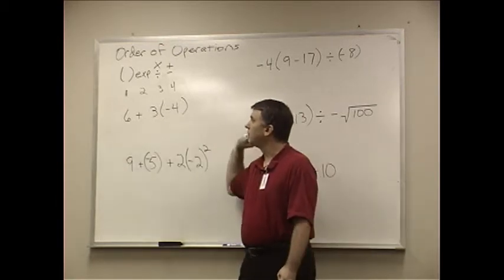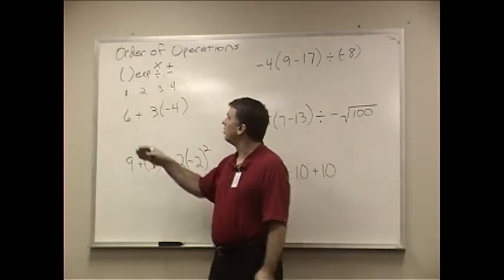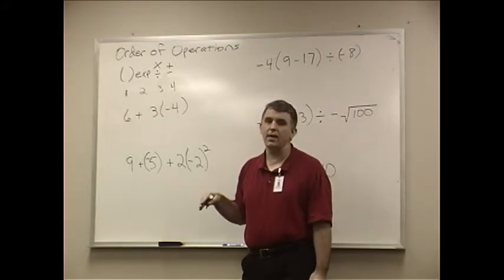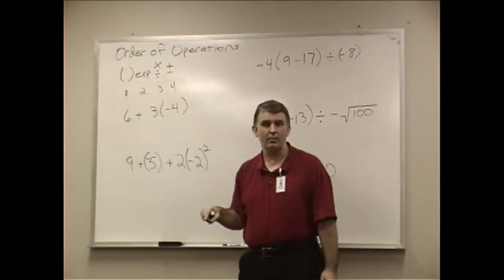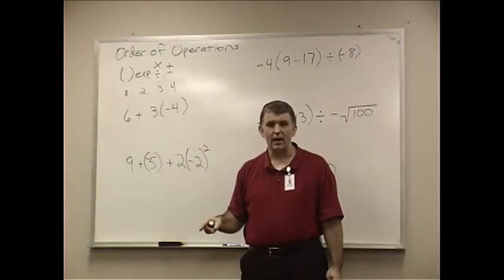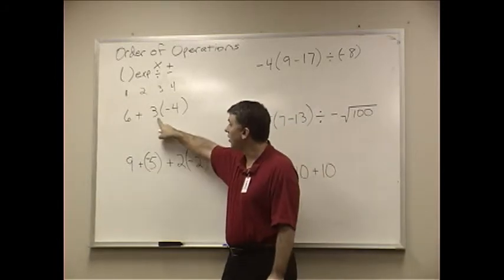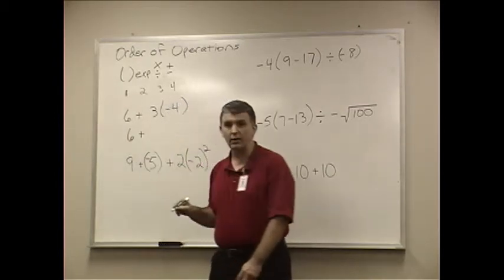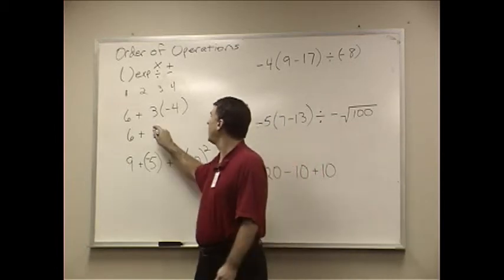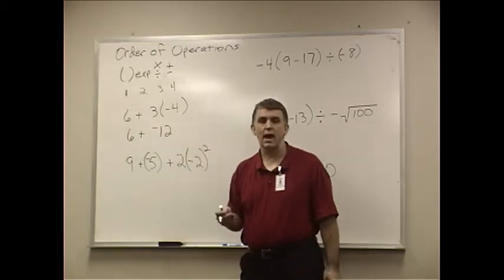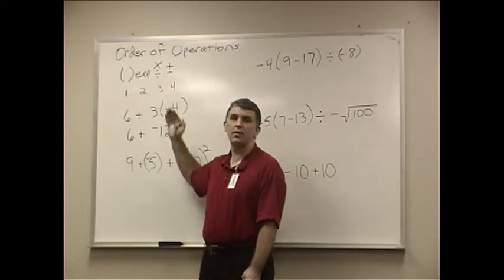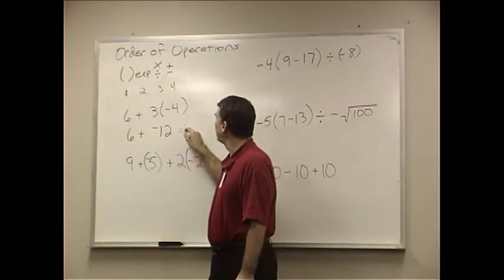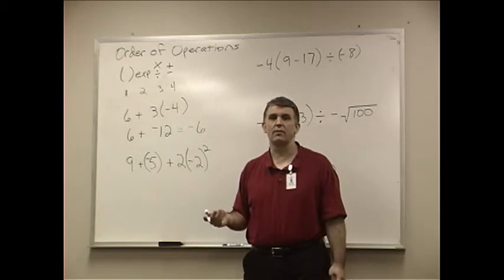So we sweep the problem, no parentheses to deal with. We sweep the problem a second time, no exponents to deal with. We haven't done anything on paper, yet we've gone through 2 steps. The third step, any multiplying and dividing, and the answer is yes, it's right here. 3 times -4. So I'm just going to rewrite 6 plus, and then 3 times -4, that's -12. So I've got to now do 6 plus -12. We've done the third step. The fourth step is adding and subtracting. 6 plus -12 is -6. So that's the first example.